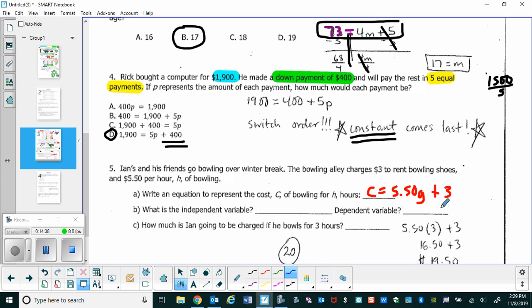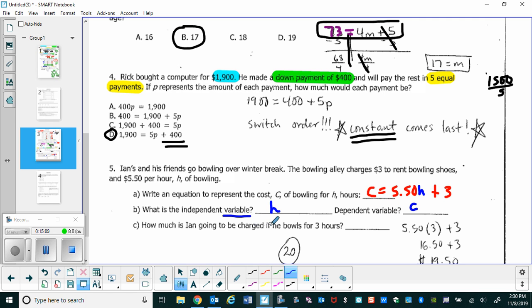Now in this situation, you have control over the number of hours, not games, I said a G there, my fault. It should be the number of hours. So $5.50 per hour of bowling plus the $3. So what you have control over is the number of hours, how long you're going to be bowling. So the variable that represents that here was h for hours. And in this situation, the cost depends on that, and c is the variable that represents cost.